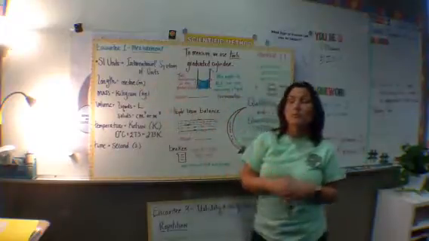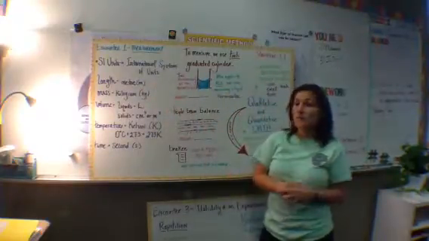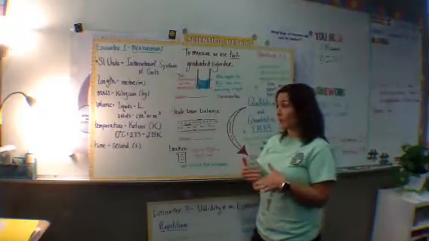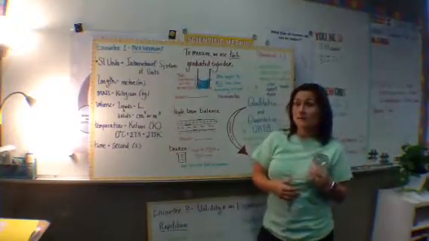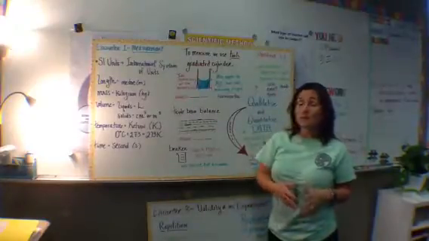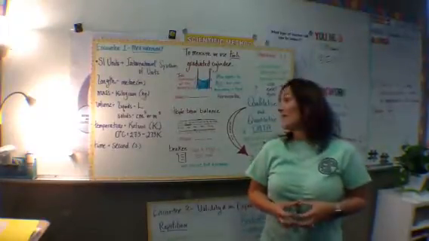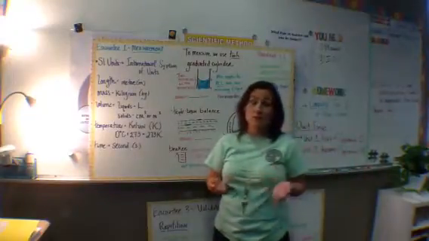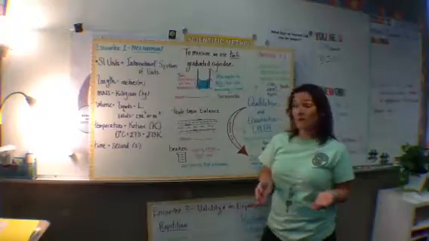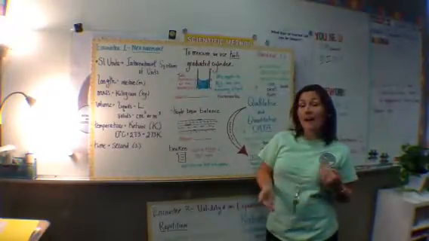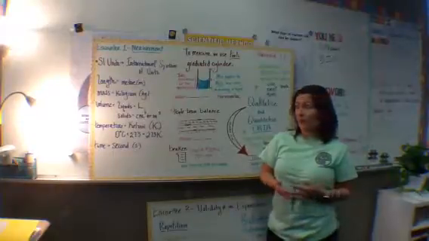So with length we use meters, mass we use kilograms, volume for liquids we use liters, solids we use a centimeter cubed or a meter cubed. Temperature we use Kelvin. The way we can determine Kelvin from degrees Celsius, which is what we measured our lab in, is 0 degrees Celsius plus 273. Okay, so you will add 273.